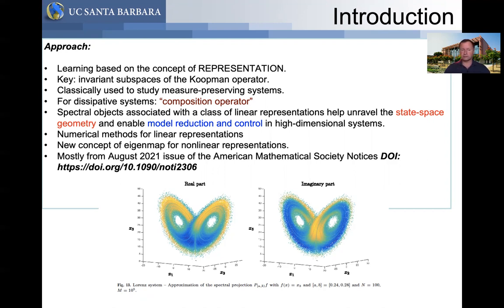But I'll also present a new concept that I called an eigenmap, where the idea of embedding a nonlinear dynamical system into an infinite dimensional space and then looking for linear representations is kind of inverted, saying we have an operator, can we find nonlinear finite dimensional representations for a class of observables or class of functions for that operator? And my thoughts here are mostly from the August 2021 issue of the American Mathematical Society Notices, and the link is there right here.